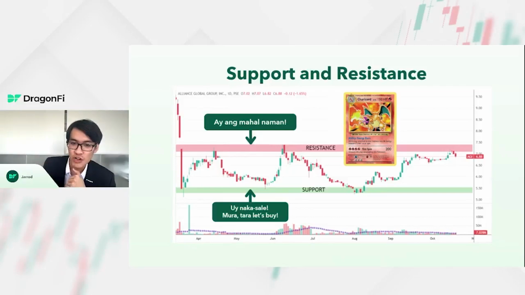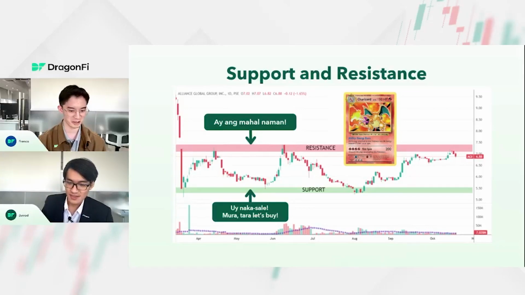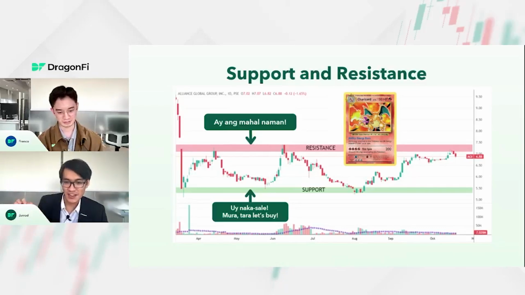Basically, support kapag mura yung Charizard card. Resistance kapag mahal ang Charizard card, right? So, Franco, if you were to buy either at support or resistance, where will you buy? Obviously support, right? Because that's where the price is cheap. So you wouldn't want to buy at resistance kasi mahal, right? Unless you have so much money, right? And parang wala ka nang pake, right? But of course, if you're a rational investor, you'll buy kapag mura. So you should be buying at support, right? You basically want to create a low risk entry point, right? So support would probably be the best place to do that.